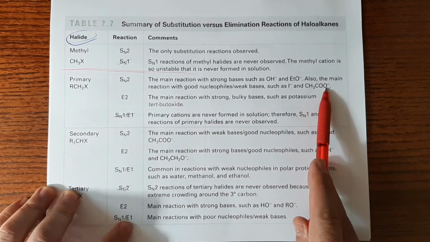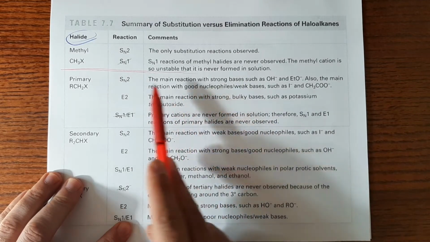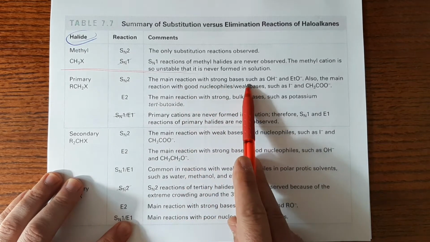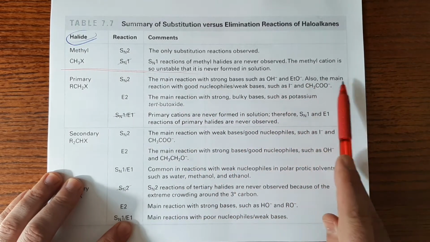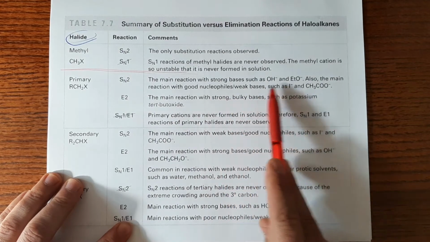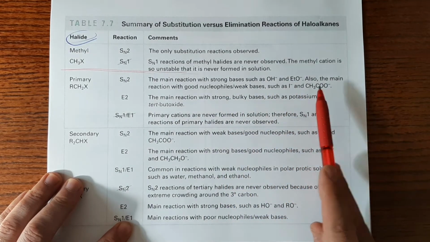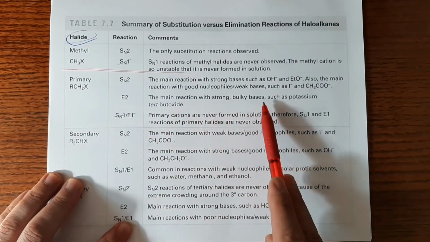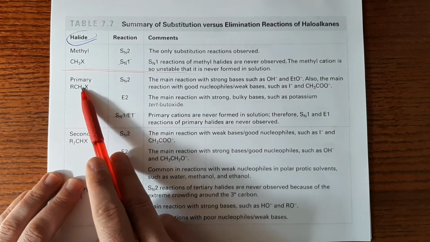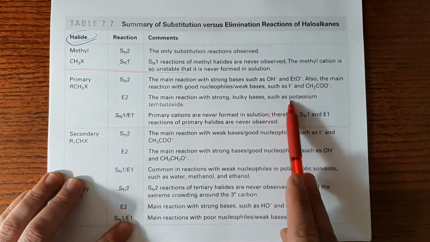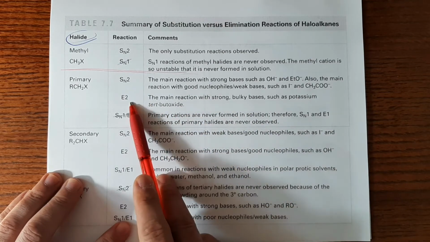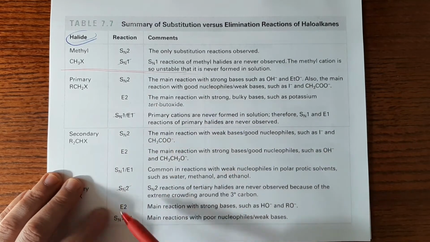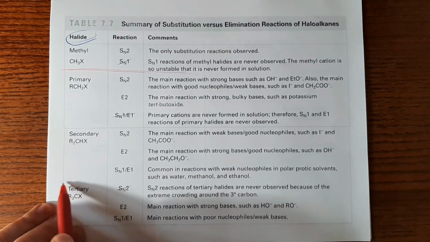And then it'll go on to tell you when it would be better to be going that direction, or when it would be better to be going this direction. SN2 is the main reaction with strong bases such as hydroxide or ethoxide, and also the main reaction with good nucleophiles or weak bases such as iodide or acetate. E2 is the main reaction with strong bulky bases such as potassium tert-butoxide. So if you had a primary haloalkane and you were using a base like tert-butoxide, you would pick E2. Or if you were using a base like these, you would pick that. And so on and so forth. Here's the secondary one.